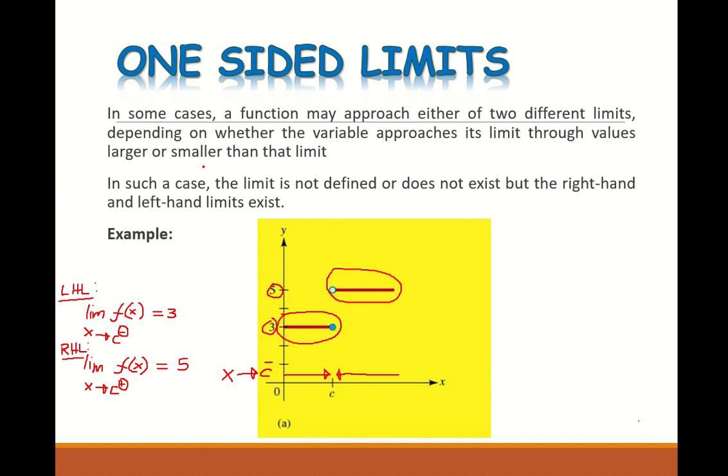As mentioned in this statement, in some cases a function may approach either of two different limits, in this case 3 and 5, depending on whether the variable approaches its limit through values larger or smaller than that limit. In such a case, the limit is not defined or does not exist. So we can say that the limit of the function does not exist because the left hand limit is not equal to the right hand limit. So it does not exist, or DNE. I hope you understand this one.